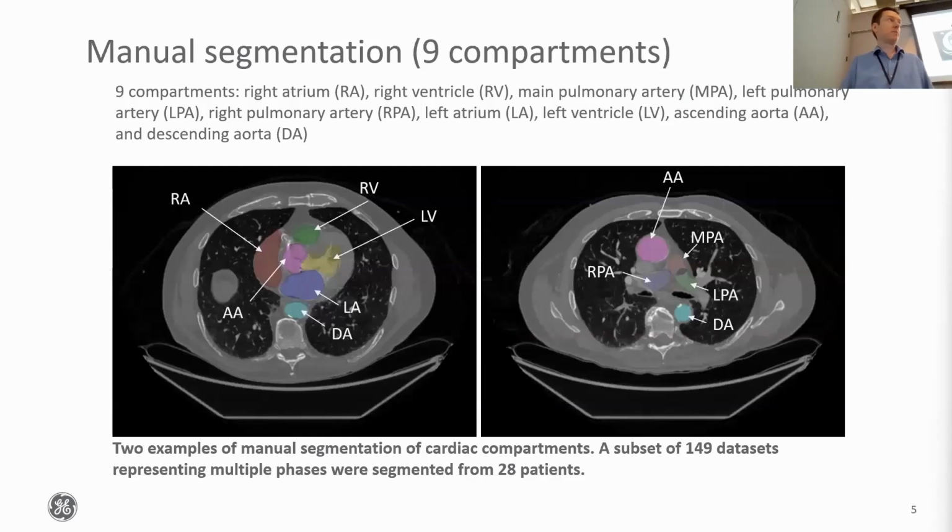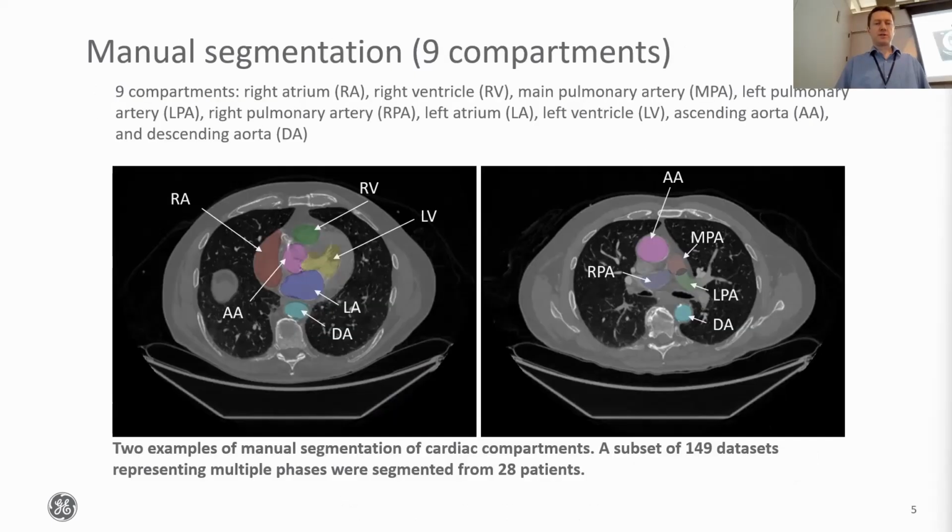So I want to talk a little bit about the manual segmentation. At first, we did this in a very laborious way, manually segmenting each of the 9 objects here in 3D for various patients in various phases. And once we had enough of the manually labeled data, we developed a deep learning network for doing this segmentation in an automated fashion.